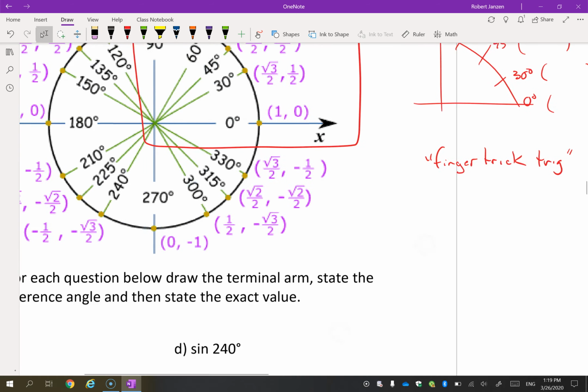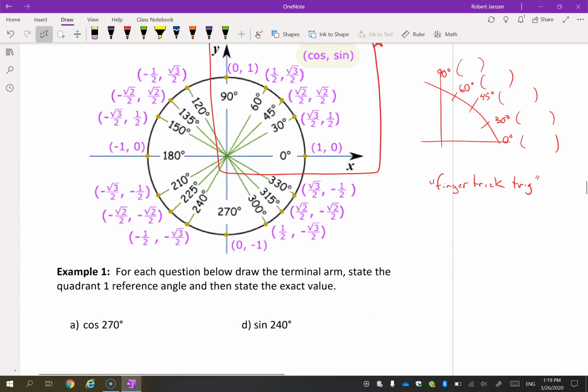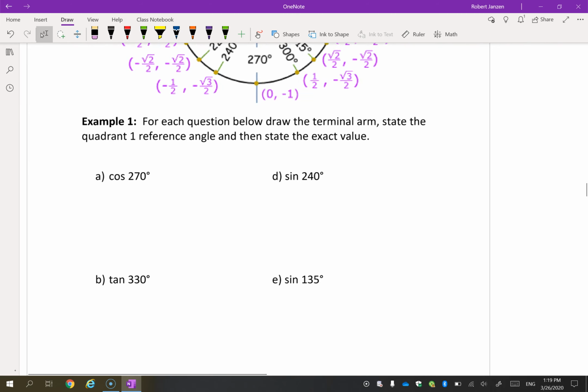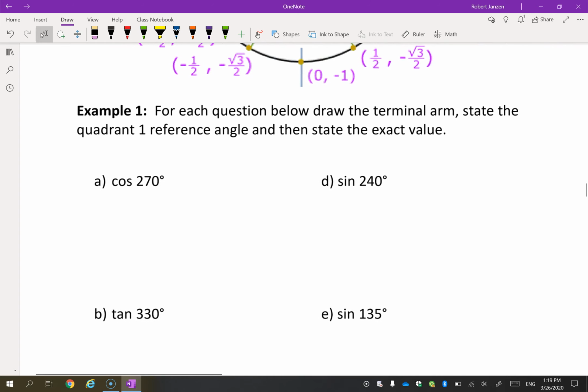Okay? So let me show you the kind of stuff you're going to need to do, and then I will give you the homework to try. It says for each question below, draw the terminal arm. Let's do that. Where's cos 270? Here is the terminal arm. That's 270 degrees.